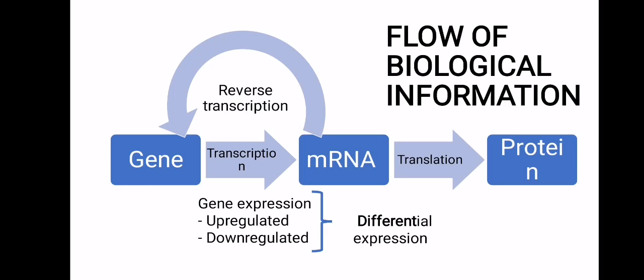The reverse process occurs. When the genes undergo transcription to form the mRNAs, it is undergoing gene expression. There are two types of gene expression, which are upregulated and downregulated expression. So up and down are different, right? So different expressions.